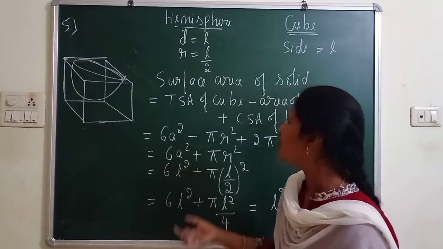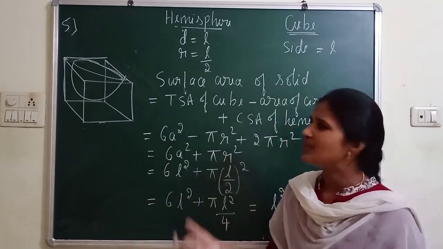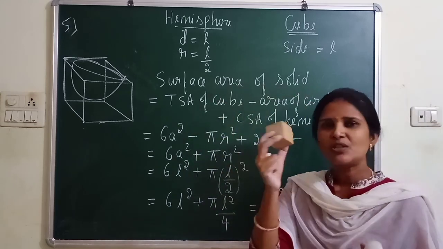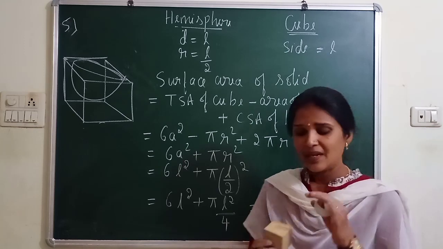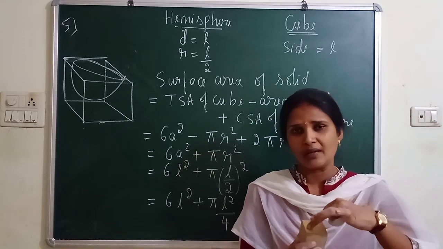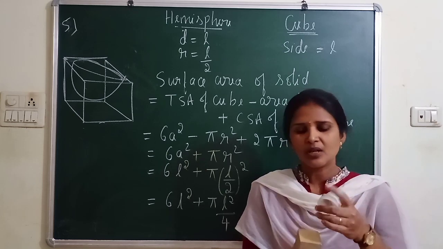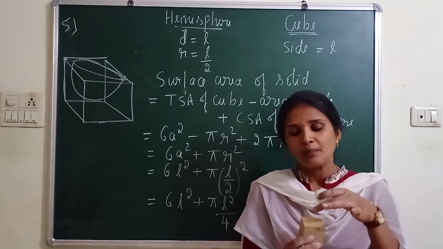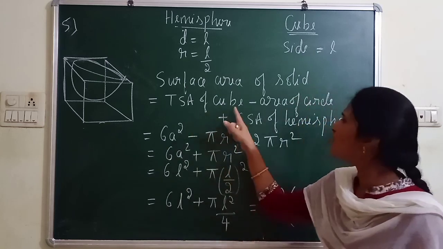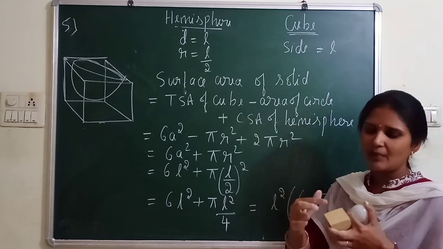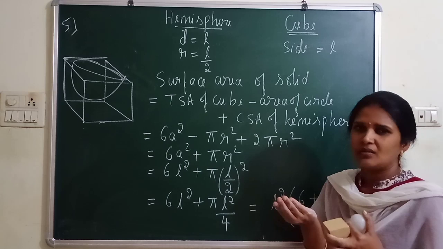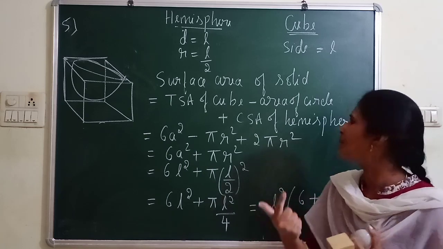The same concept from question number 4 comes here: surface area of solid equals TSA of the cube minus area of circle. Why minus area of circle? Because it is depressed, you cannot see the circle here. So TSA of cube minus area of circle, because the circular part is depressed into the block. That's why you have to subtract the circular part.